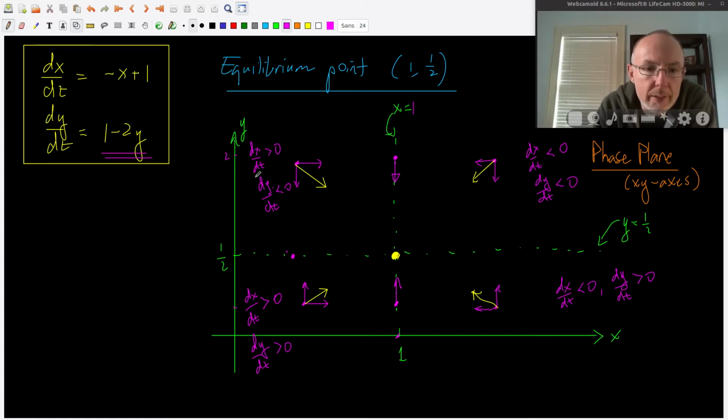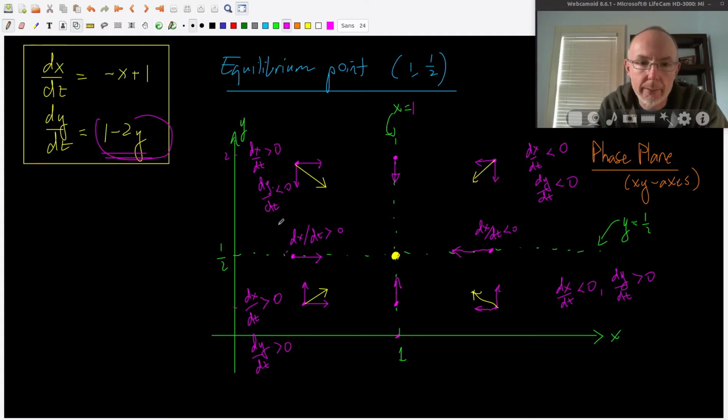Imagine that y is exactly equal to a half, then this quantity is exactly 0, so y is not changing. But x is going to change. It's going to be increasing in this region, and it's going to be decreasing in that region. Right? Because in this region, dx/dt is negative because x is bigger than 1. In this region, dx/dt, drew that badly, dx/dt is positive because x is less than 1. And so with all of those things together, I can draw typical solution curves.